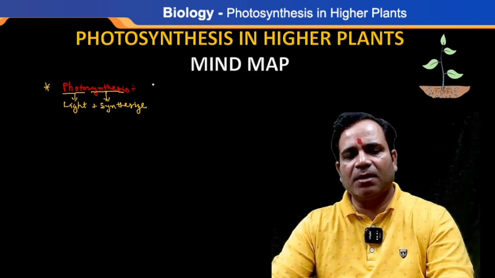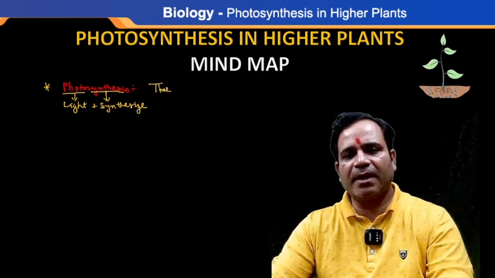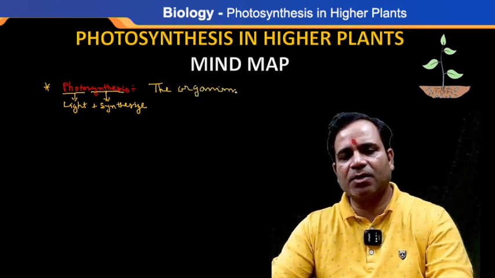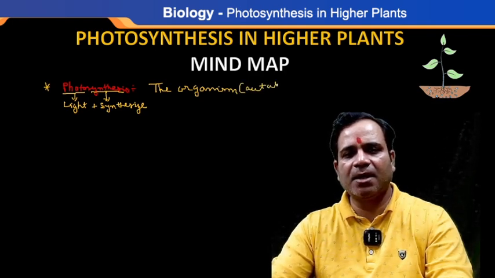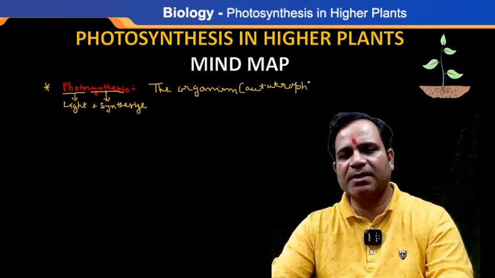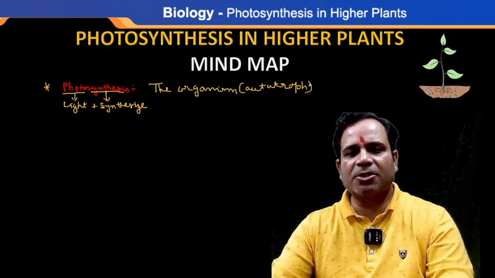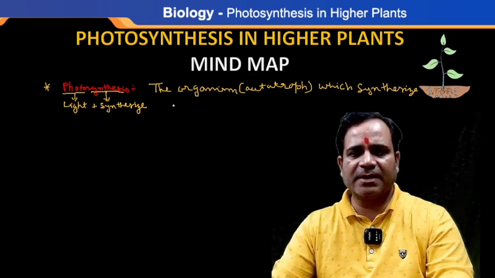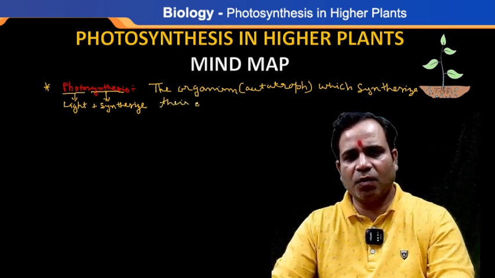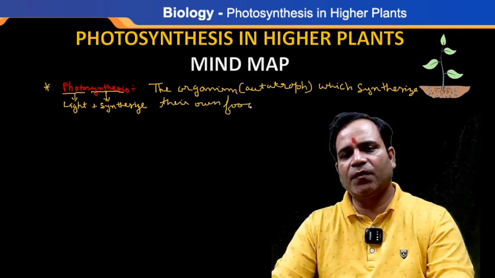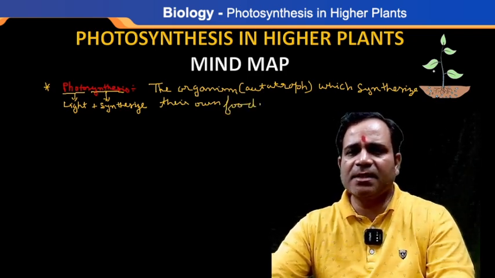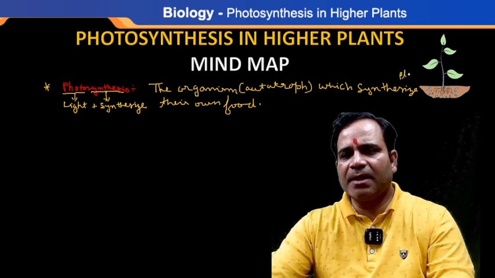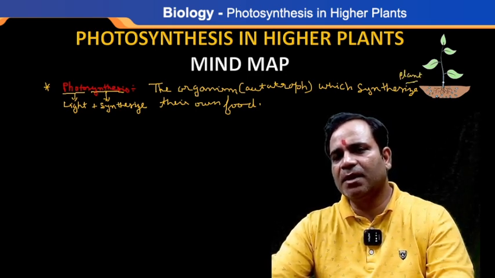It means the organisms which can make their own food, basically autotrophs. I'm writing here in bracket, autotroph. Auto means self, troph means to synthesize. So autotrophs are the organisms which synthesize their own food, my dear. Let's check here. This one is the plants, my dear, and this plant makes its own food.